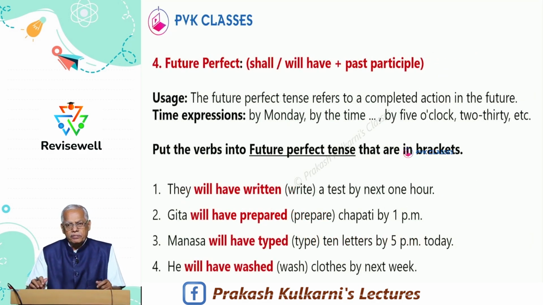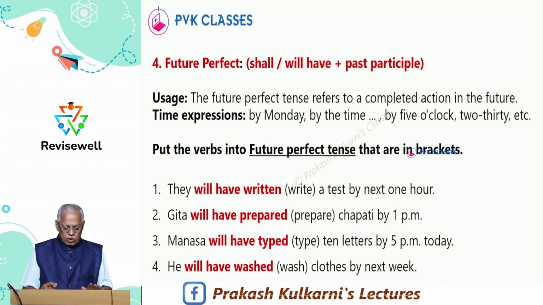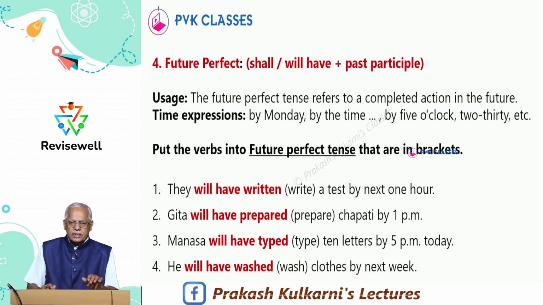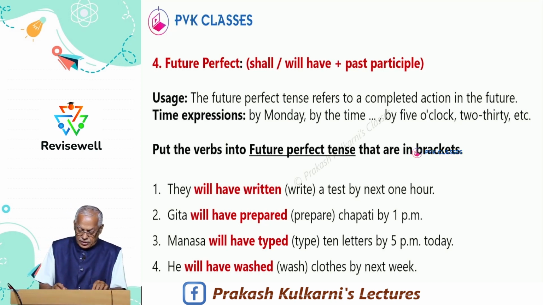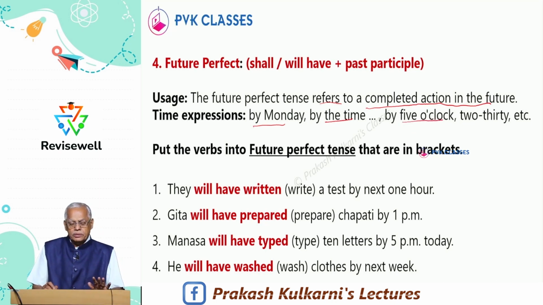Coming to future perfect tense, please remember perfect tense means action is completed. Action is completed in future. Now I want to tell you, ನಾಳೆ ಬೆಳಗ್ಗೆ 8 ಗಂಟೆಗೆ ನಾನು ಬ್ರೇಕ್ಫಾಸ್ಟ್ ತಿಂದು ಬಿಟ್ಟಿರ್ತೀನಿ. Tomorrow I shall have eaten breakfast at 8 o'clock. So completed action in future. Okay. So future perfect tense refers to completed action in future. And time expressions are by Monday, by the time, by 5 o'clock. Like that we use time expressions.